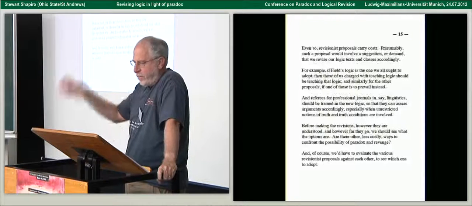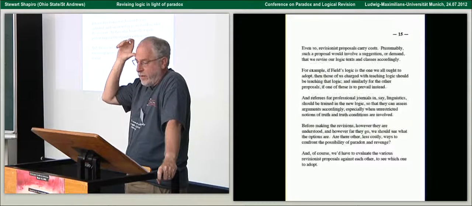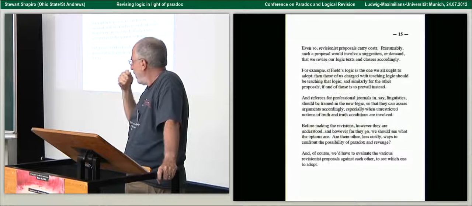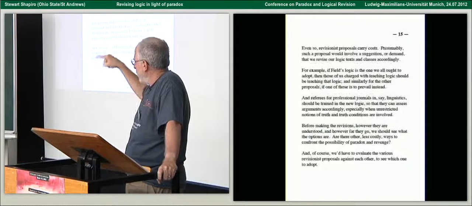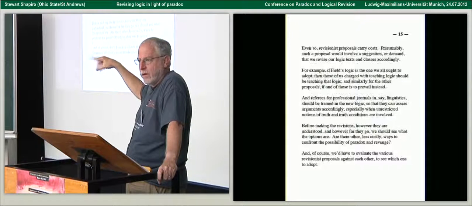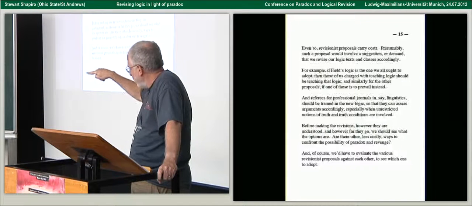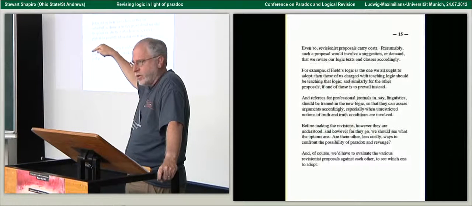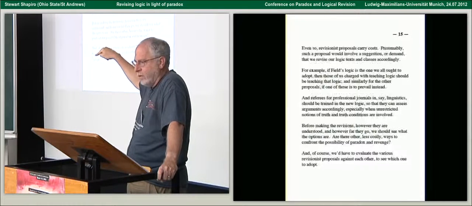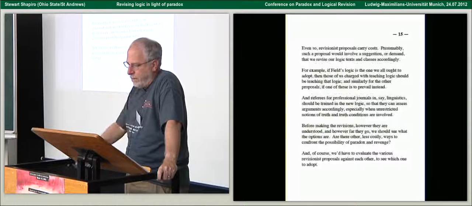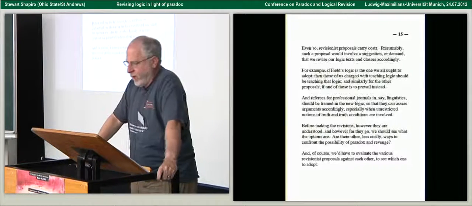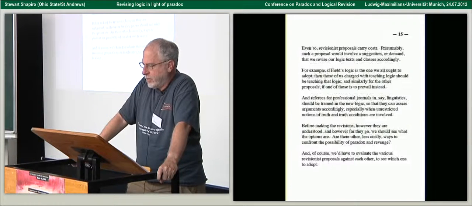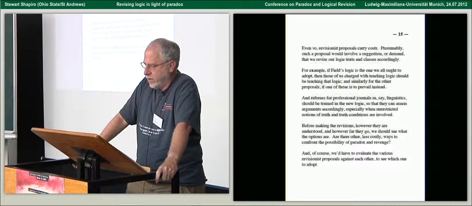All right, so the revisionist proposal carries costs. Presumably, the proposal would involve a suggestion that we revise our logic texts and classes accordingly. Graham had suggested that with the logic we teach, right? So if we decide that we got the logic itself wrong, then presumably we need to start teaching the new one, the right one, the one we're going to use instead. So if Field's logic is the one we all ought to adopt, then those of us charged with teaching logic should be teaching that logic. And similarly for the other proposals, if one of those is going to win instead.